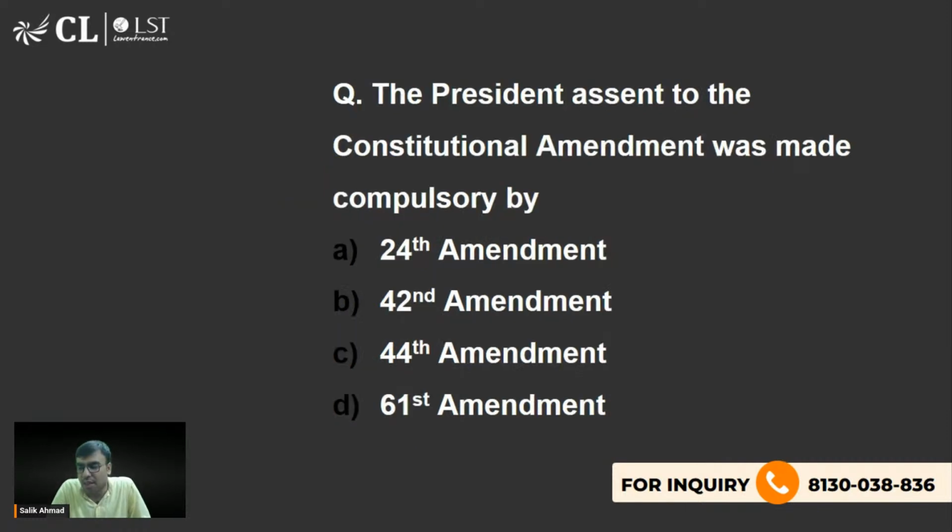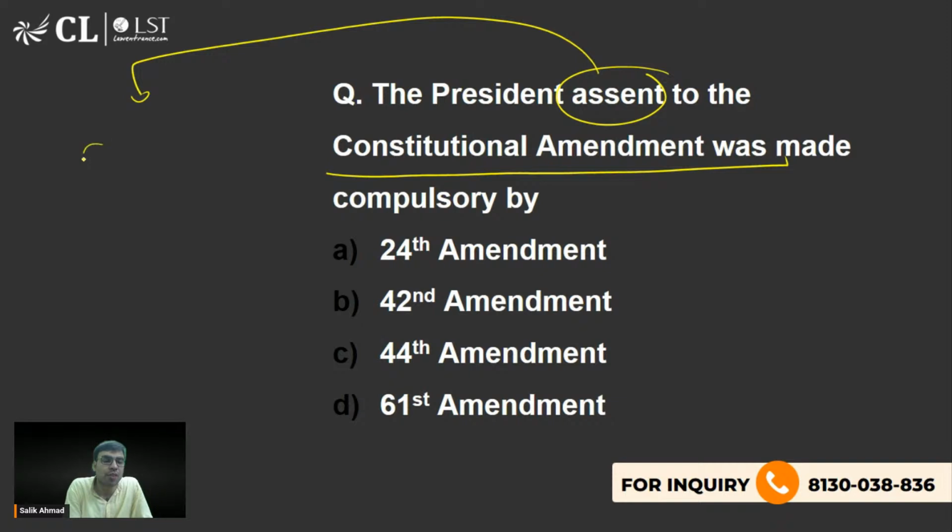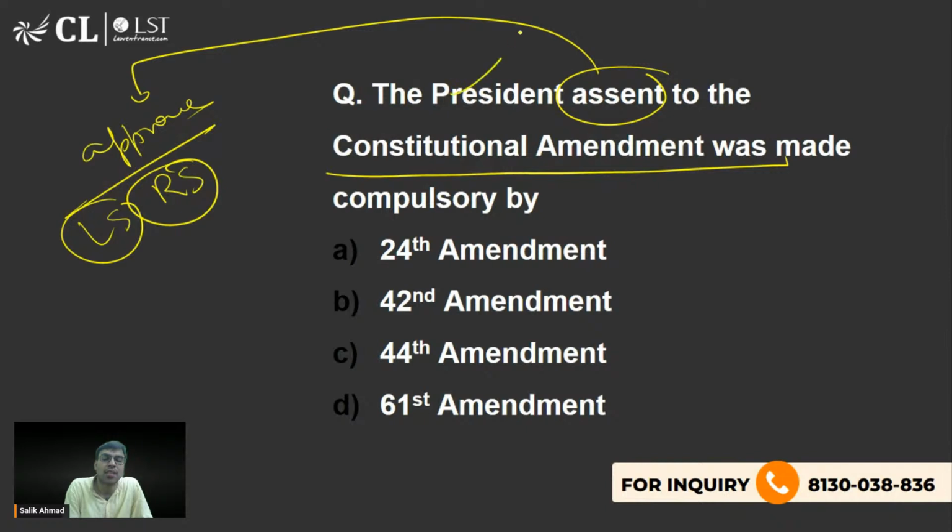So let's move on to the next one. The president's assent to a constitutional amendment was made compulsory. Assent means to approve. So when Lok Sabha and Rajya Sabha pass it, it is compulsory for the president to approve or sign it. This was brought in which constitutional amendment? 24th Amendment, 42nd Amendment, 44th Amendment, 61st Amendment.